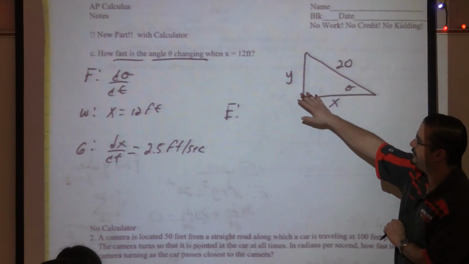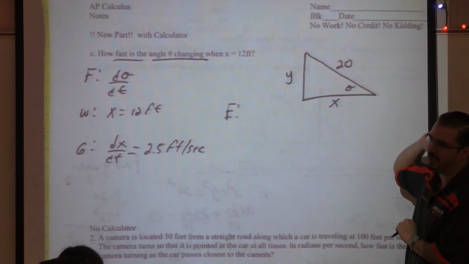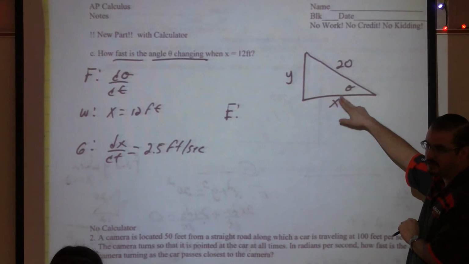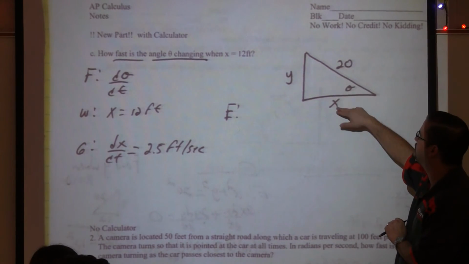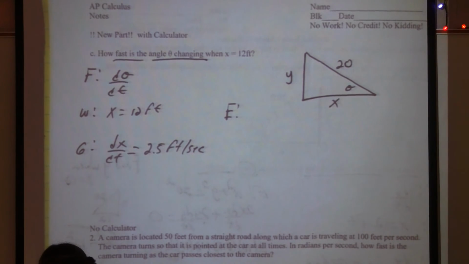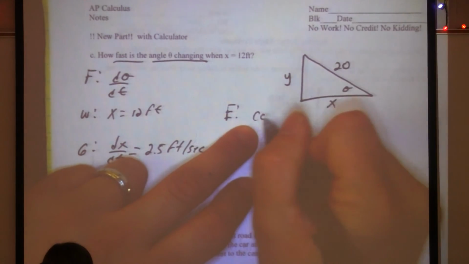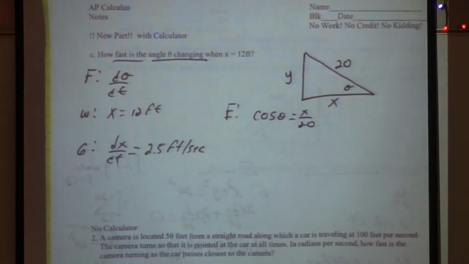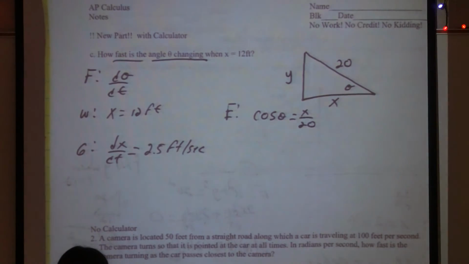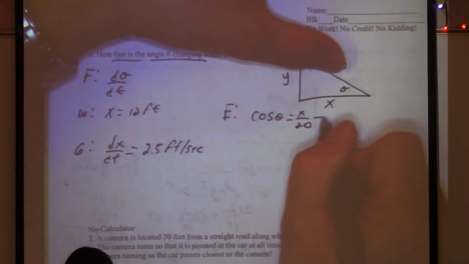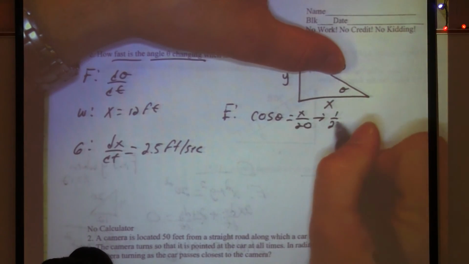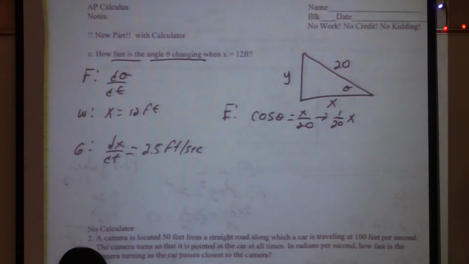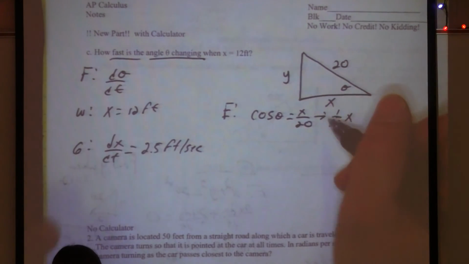So I'm going to use x, I don't know anything about y and I can't figure out y with what I have. So I'm going to use these two, and if I use this, it's what in reference to this angle? Adjacent, and I have hypotenuse, so adjacent and hypotenuse means I need to use cosine, right? So the formula will be cosine theta is equal to x over 20. And to make our lives easier, we can think of x over 20 as just being 1 over 20 times x. So when I differentiate it, it makes it that much easier, right? Okay? So let's work it out.